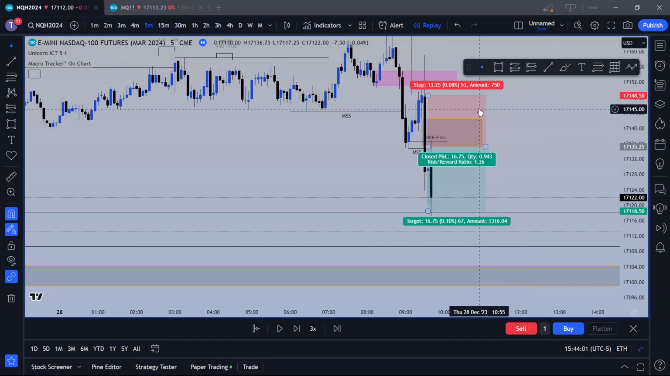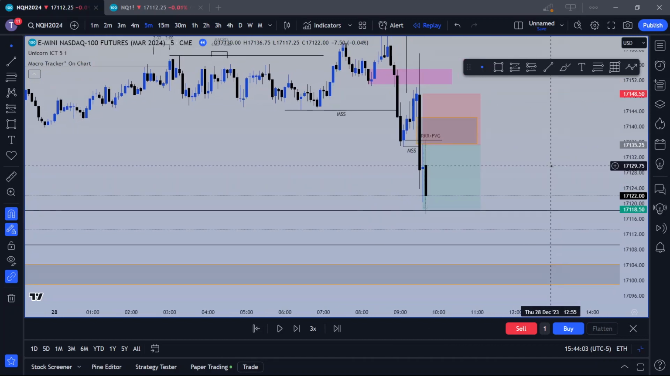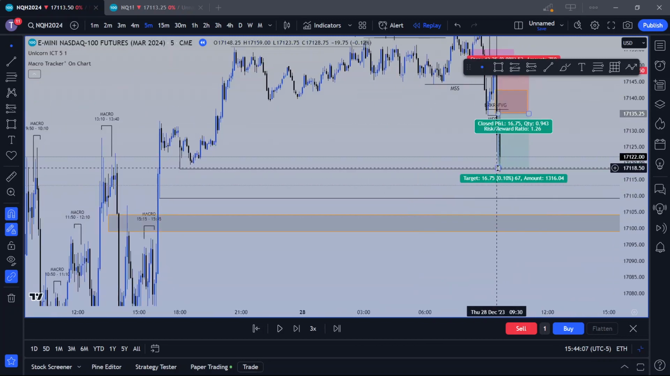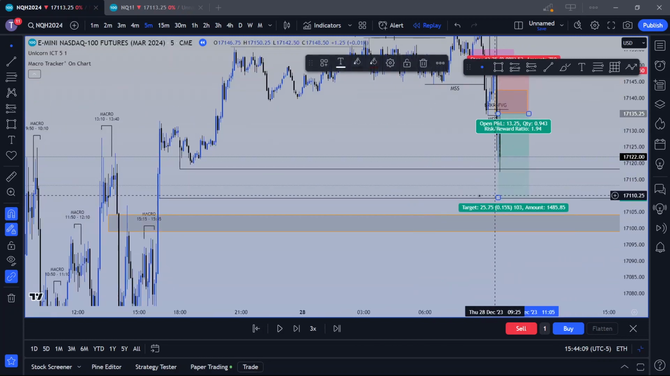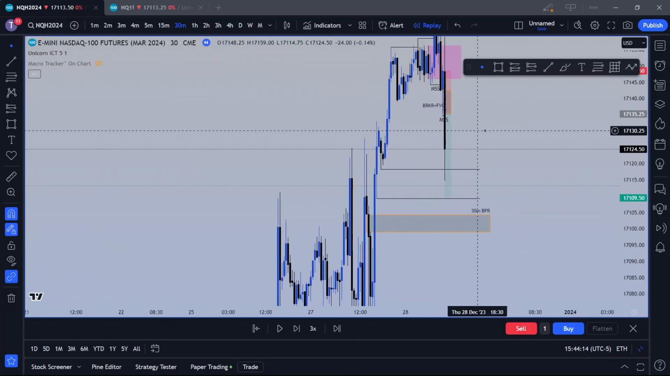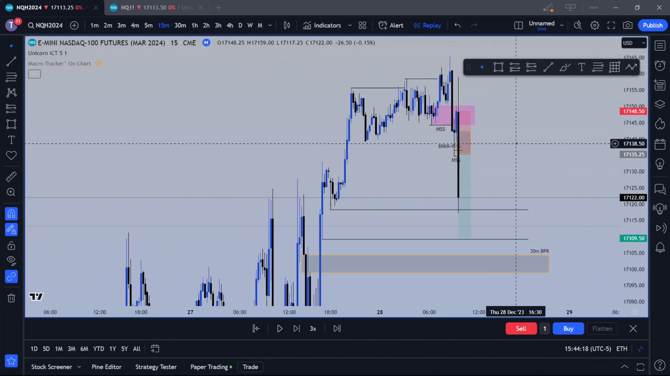I did only have one contract as I'm not confident in the market with it being so close to the end of the year, but I would have been almost all out at the top of this 30-minute fair value gap because I am expecting price to go higher.